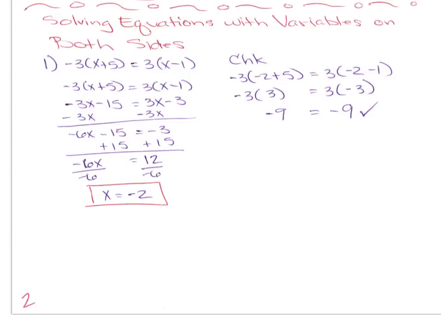Now let's check the right hand side. Negative 2 minus 1 gives you a negative 3. Positive 3 times a negative 1 gives you a negative 9. The left hand side and the right hand side both equal negative 9. So we know that x is equal to negative 2 is the solution for this equation. Let's move along to the other slides to see some more practice or some more solutions.